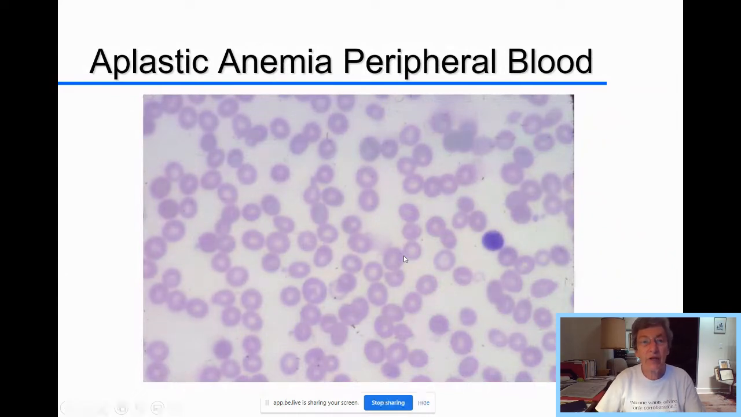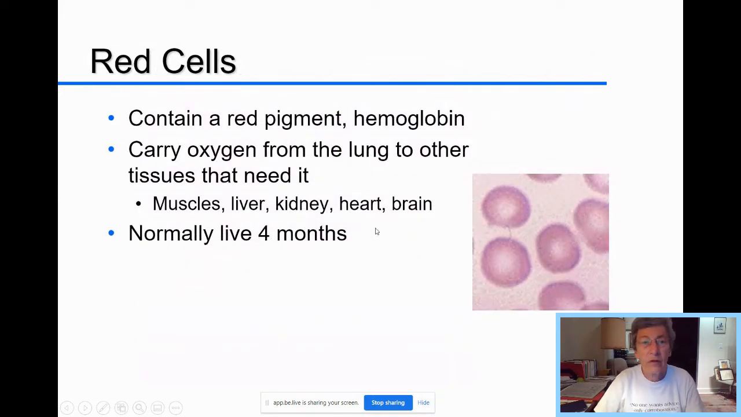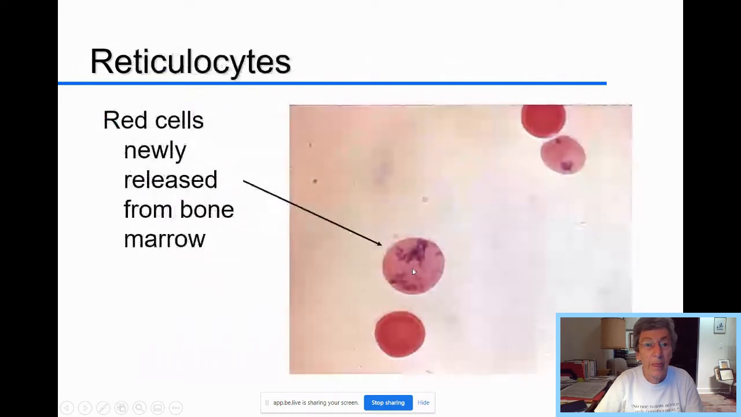In aplastic anemia, which could occur also in Shwachman Diamond Syndrome with a low blood count, the blood cells would be quite sparse. The role of the red cells is to carry hemoglobin, which is a red pigment. They carry oxygen from the lung to other tissues that need it, and the lifespan of a red blood cell is around 4 months.